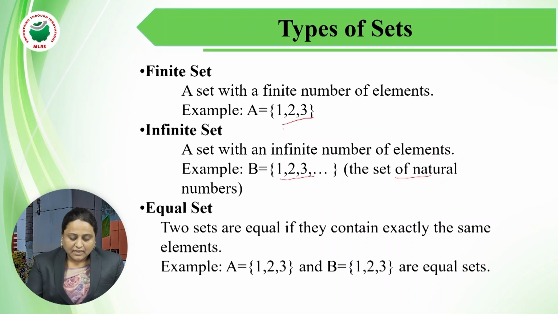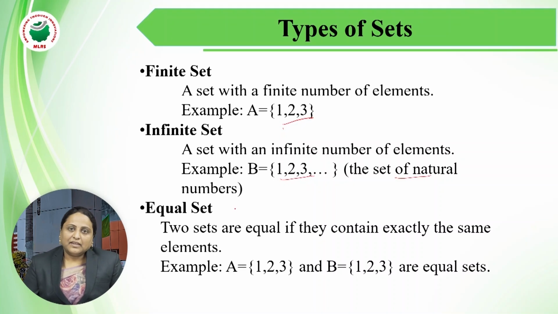The next one is equal sets. Two sets are said to be equal only if they have the same elements in them. For example, you have A equals {1, 2, 3} and B equals {1, 2, 3}. They have exactly the same number of elements and the same values also, so you call them equal sets.